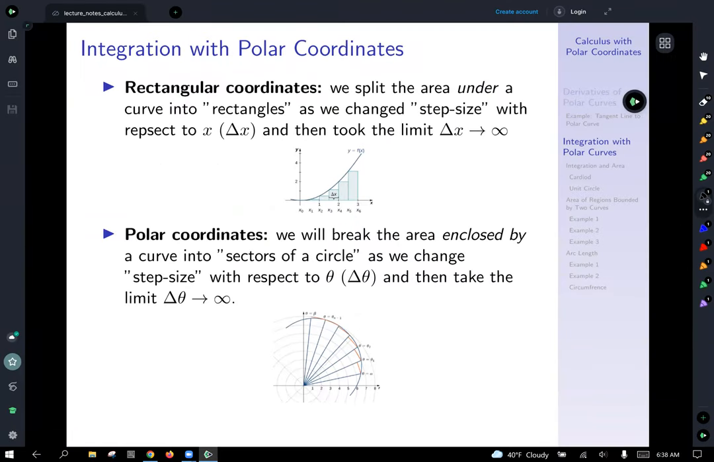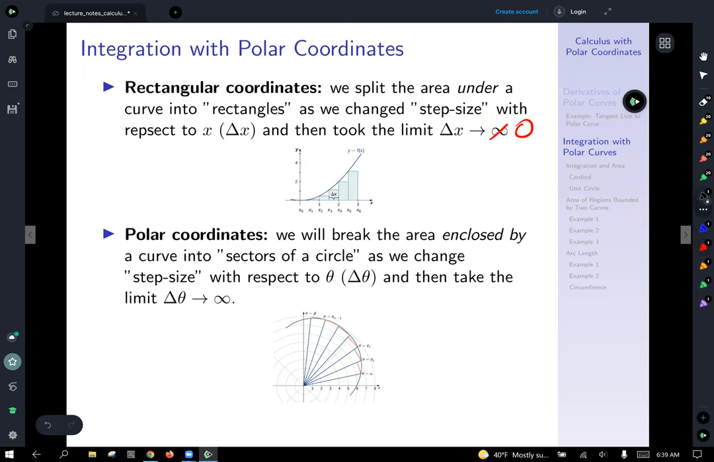So that was our example of derivatives of polar curves. Next, we will continue to look at integration. Now, when we were doing integration in rectangular coordinates, we split up the area under a curve into rectangles. And as we changed the step size with respect to x, delta x, and then took the limit and let delta x go to infinity, that's wrong. That's absolutely a typo. That's the number of steps we let go to infinity. What we let delta x go to was zero.